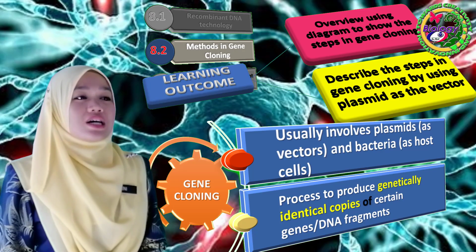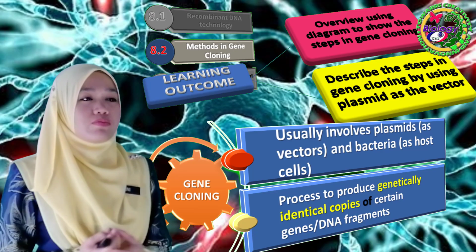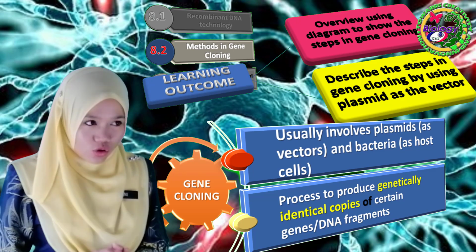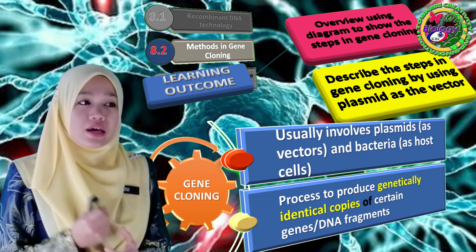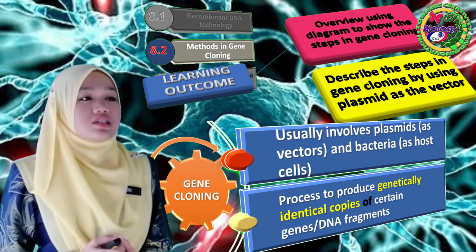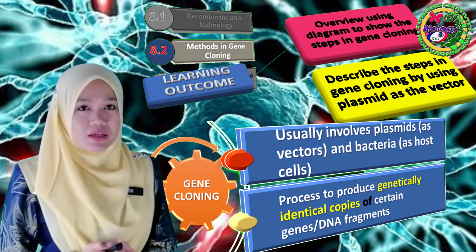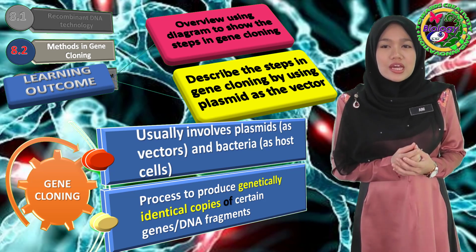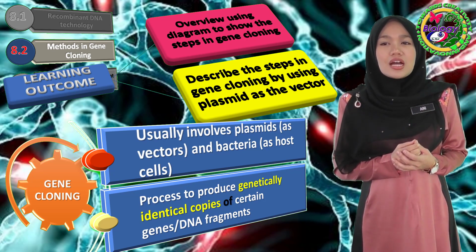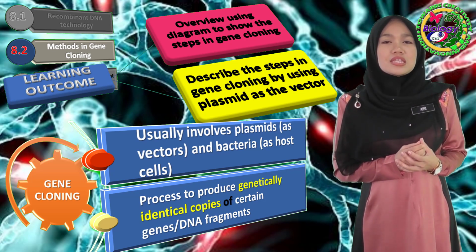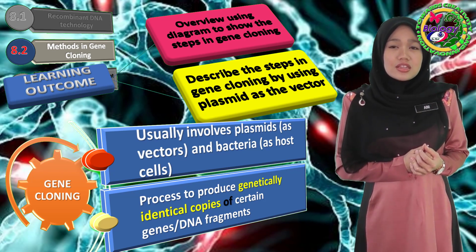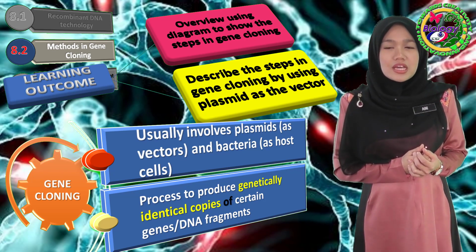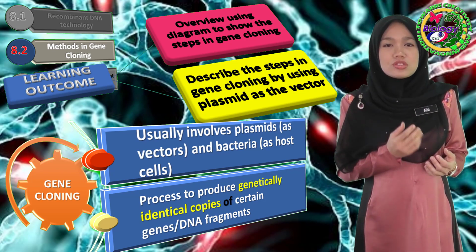In this video, you should understand the general overview by showing the steps in gene cloning. You should also be able to describe the steps in gene cloning by using plasmid as the vector. Gene cloning is the process to produce genetically identical copies of a certain desired gene. It usually involves plasmid as a vector and bacteria as a host cell.